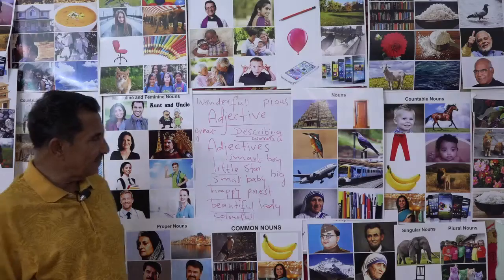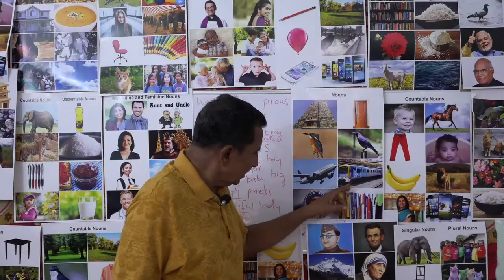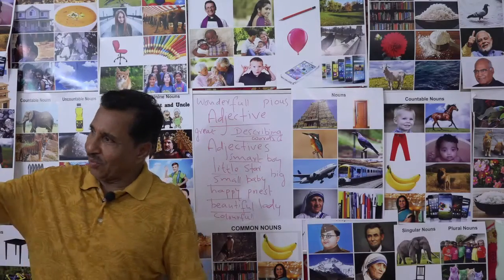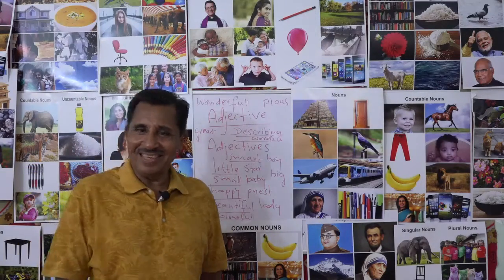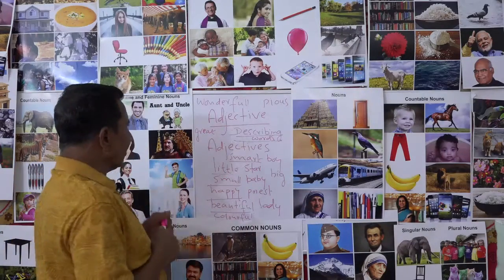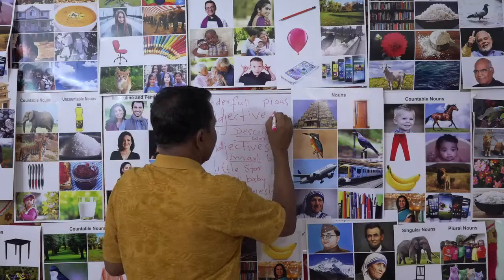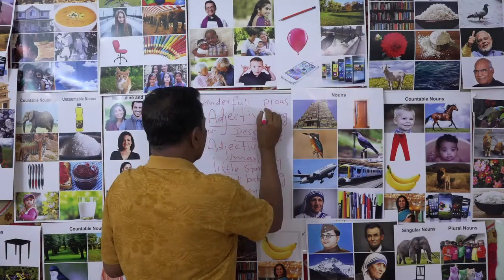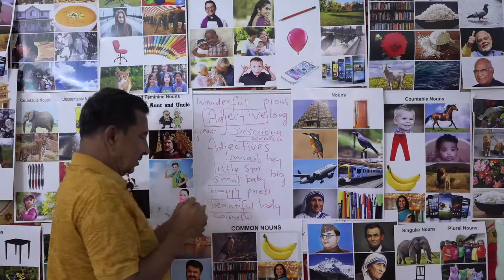Then bus. This is train, isn't it? That's train. Train, you can say long. It is long. Yes. So there you can say long train. L-O-N-G. Long train. Yes. Understand? How many adjectives now you have studied?